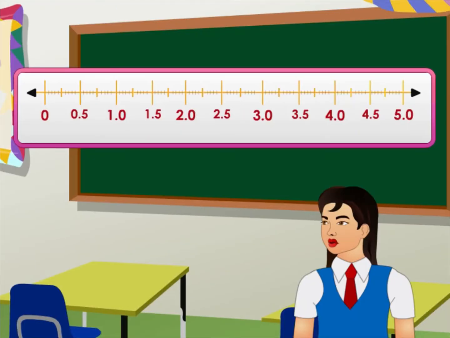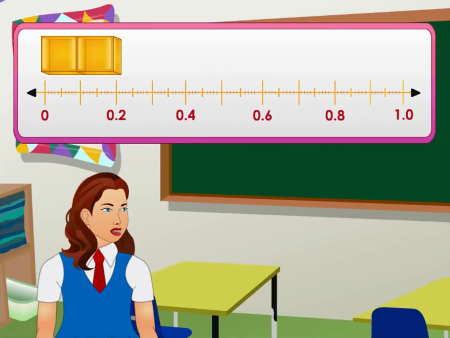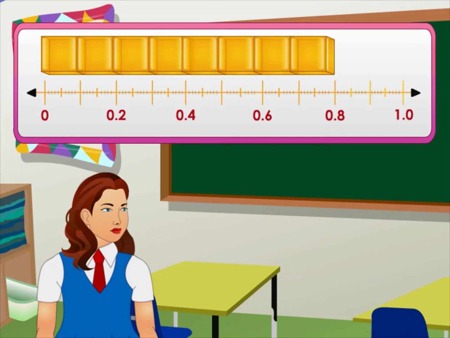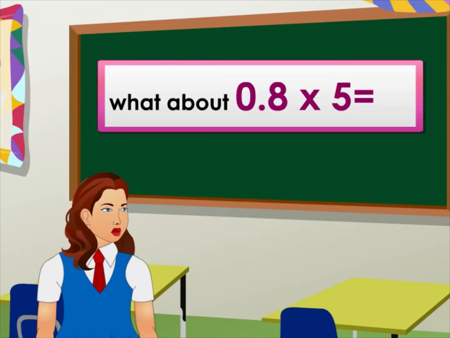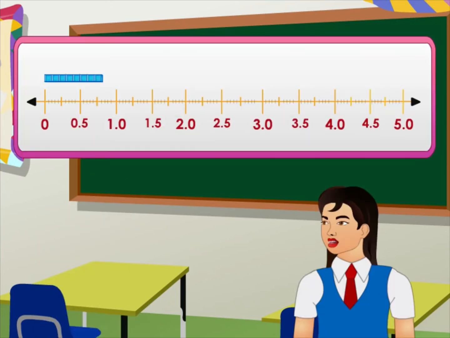This is our number line with 0, 0.1, 0.2 and 1, 1.1, 2 here, 2.1, 3.0, 3.5, 4.0 is here, and we start at 5.0. This represents 0.2. 0.2 times 4 means these 2 cubes multiplied 4 times. Wow, it is at 0.8. What about 0.8 times 5? 5 times 0.8 is 4.0.